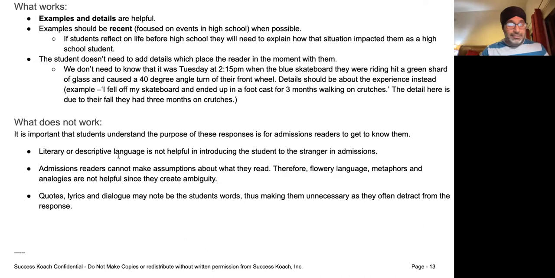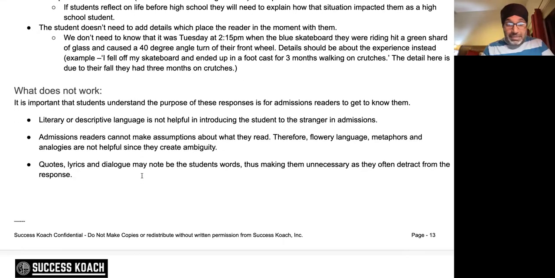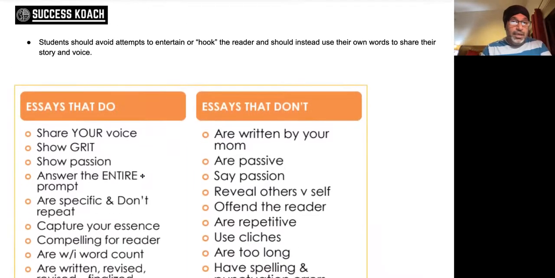What does not work is flowery language. Do not make assumptions on what they're reading. Just don't irritate those readers, because they're dealing with thousands and thousands of applications. UC San Diego got 175,000 applications this year. UCLA had something north of that. So you can understand, if they see flowery poems and stuff, they get very mad at the whole thing. So please do not do any of that.